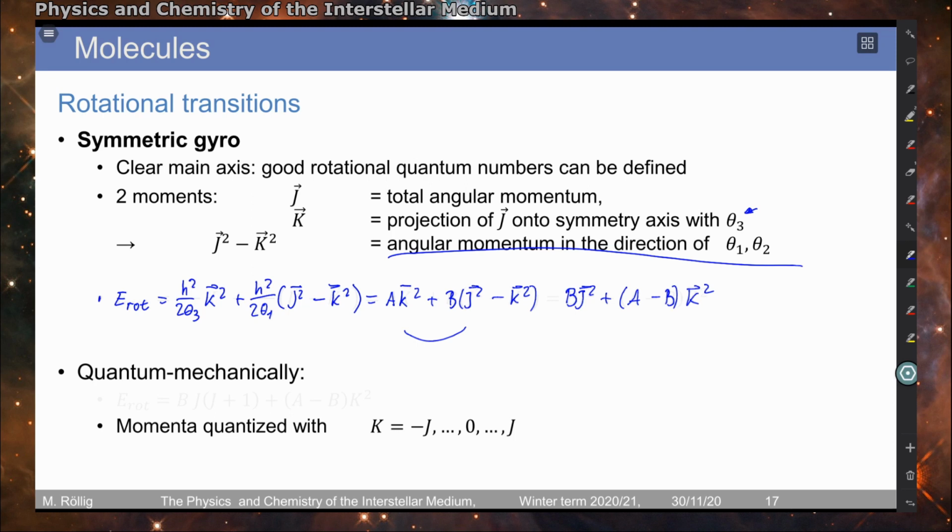Quantum mechanically, we saw that the only difference in the energies was that J squared is basically replaced with J times (J plus 1). So we find that for the rotational energies, this can be written as B times J times (J plus 1) plus (A minus B) K squared.